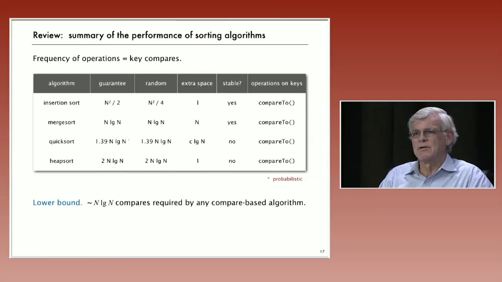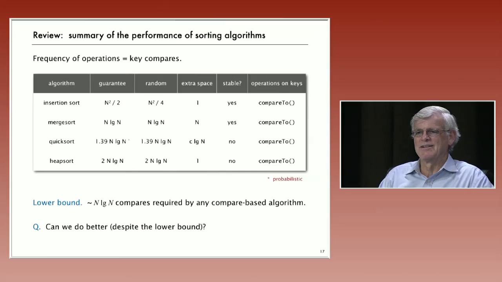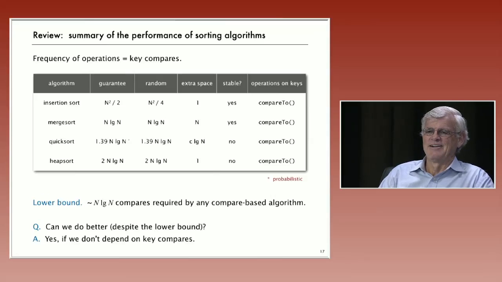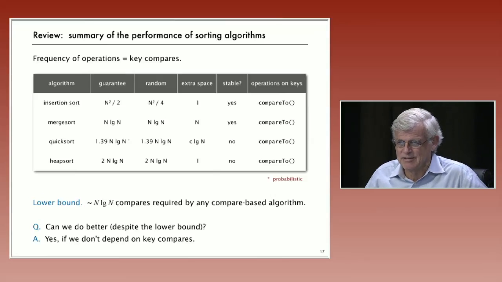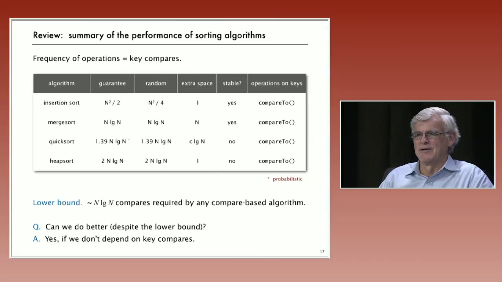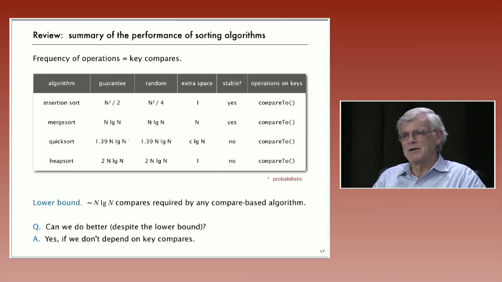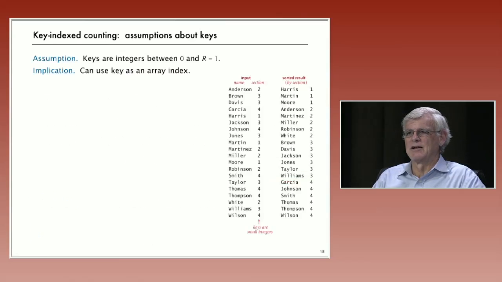So why do we consider other sorting algorithms? There's a lower bound. Why are we thinking about this? The question is, can we do better? And obviously we're here because the answer is that we can do better if we don't depend on compares. The one assumption made by the lower bound is that we use compares, but we don't always need to use compares. And so let's look at an example.